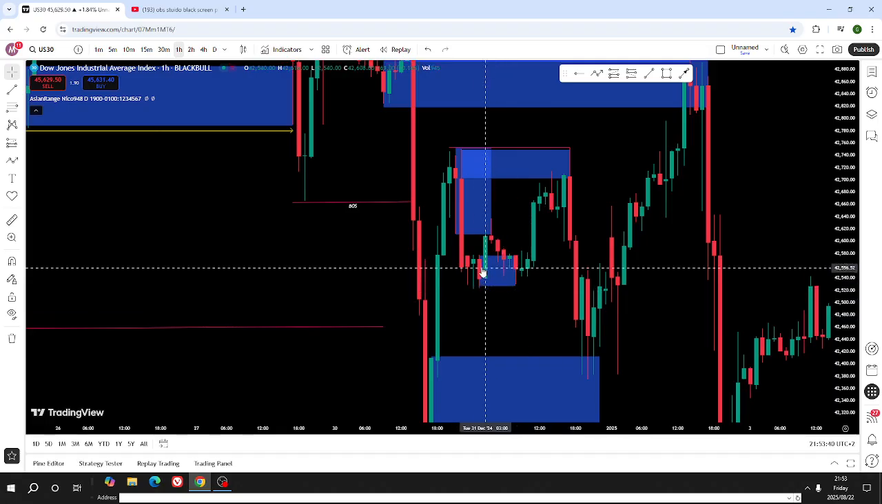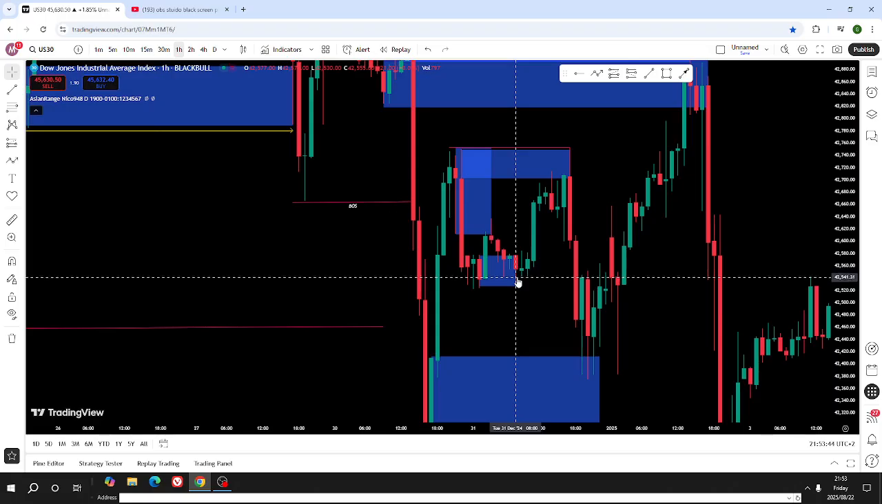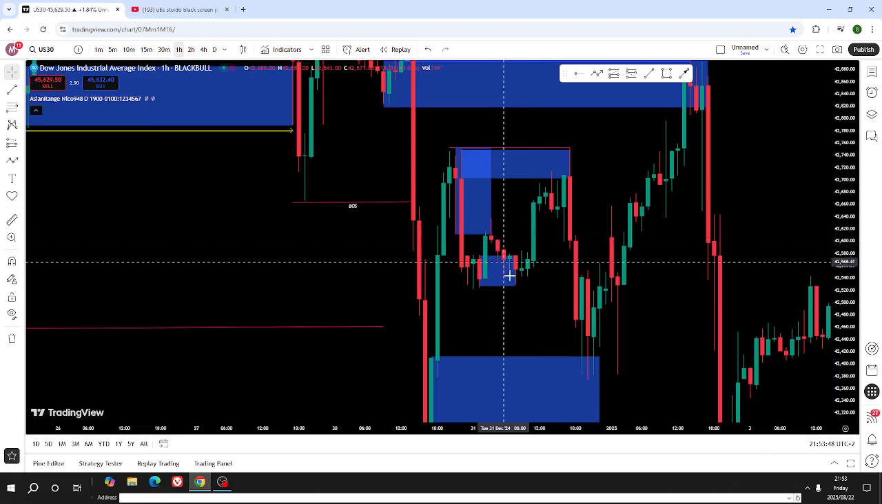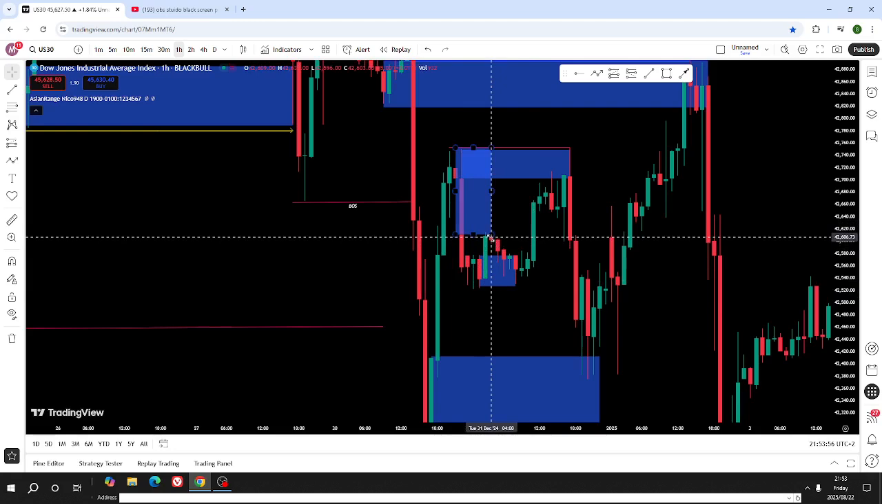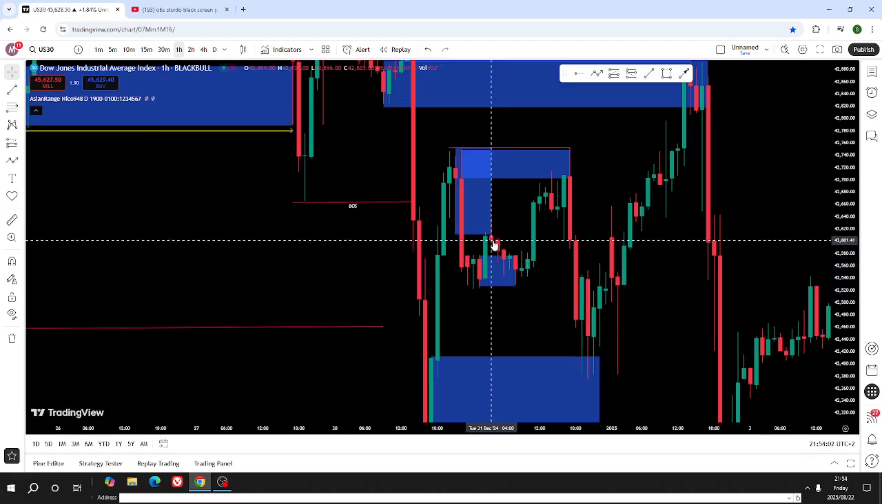So now we see we have demand and supply, right? Right on our demand, you can take a sell towards our supply. But it's bad because, as you can see, it's not going to be a long trade, it's just going to be a short trade.